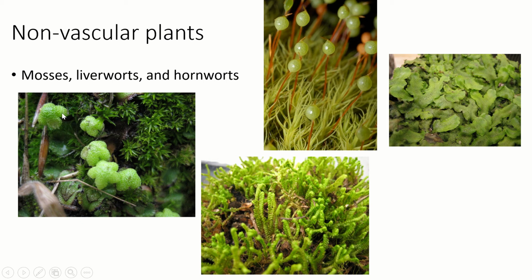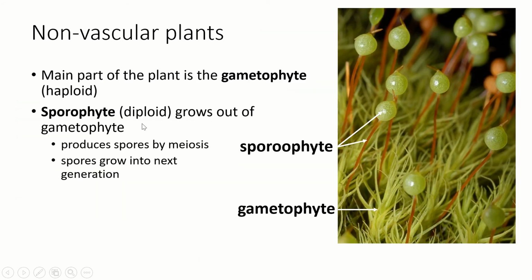Liverworts, which make these structures here. This is another liverwort here. And then there's another group called hornworts that's much more unusual. In these plants, the main part of the plant, the main thing that you see when you see moss, that's actually a gametophyte. It's haploid. And those make gametes by mitosis. And then those gametes fuse together on the female plant and create this sporophyte.